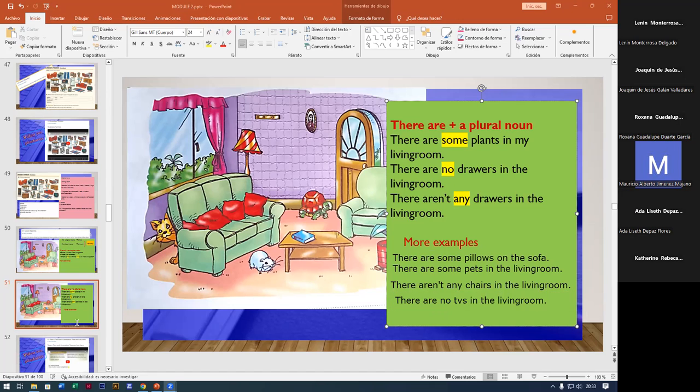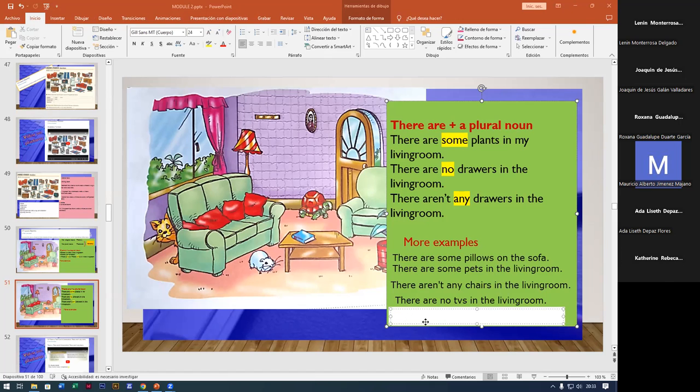Nice. Catherine, Rebecca. Catherine, are you present? Adalicet? Hola, te voy en el autobús, teacher. Oh, yes. Okay, thank you. Mauricio? No. Roxana? Roxana Guadalupe?